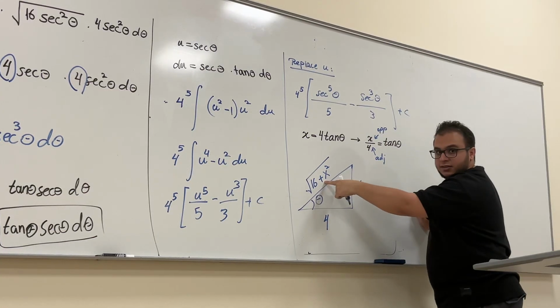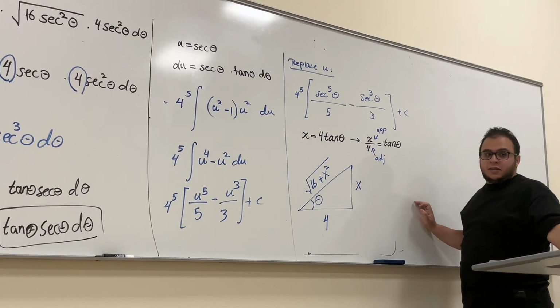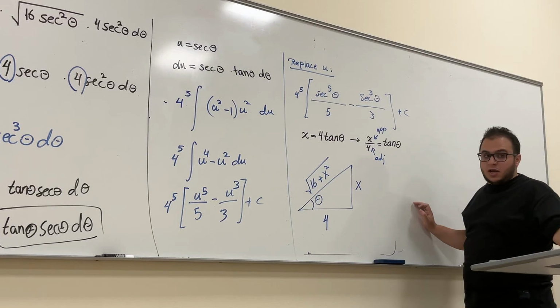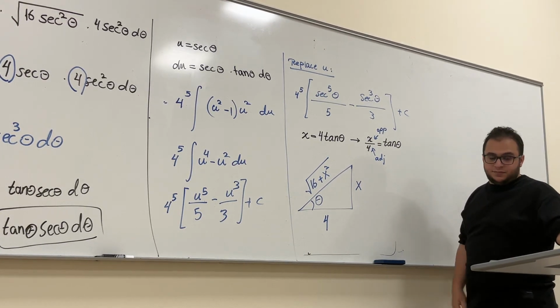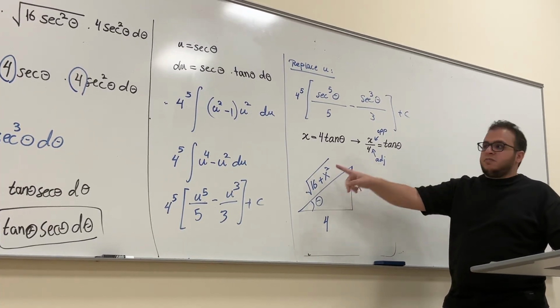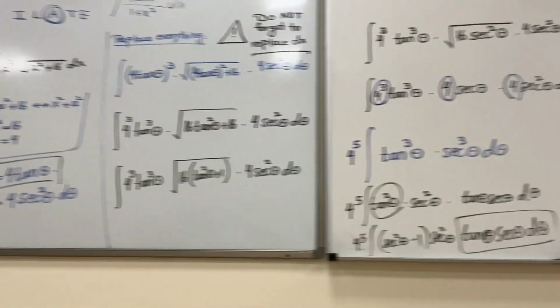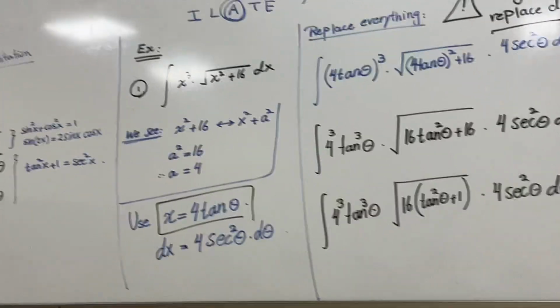Notice it's the exact same expression as in the question. 16 plus x squared. And that's not a coincidence. That should always happen. If that doesn't happen, you did something wrong. So you should end up with a triangle with one of the sides being something similar to the question. This is not a coincidence.